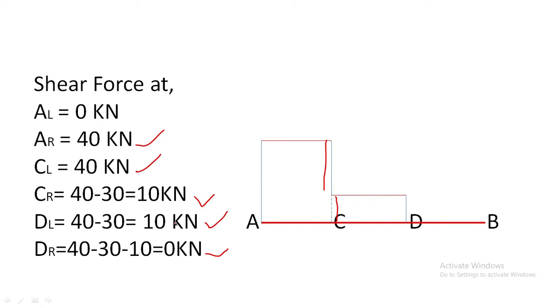Then D of left is equal to 10 kilonewton. This is about the D of left, 10 kilonewton. In between A and C there is no load, so it should be joined with a horizontal line. In between C and D there is also no load, so it should be joined with a horizontal line. So this is about the shear force diagram.